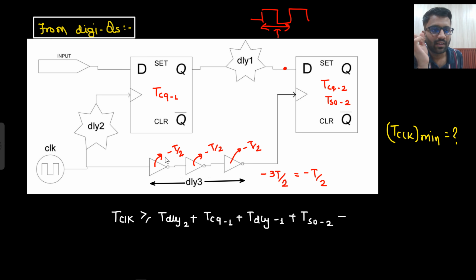Each of these gives me a delay of minus t by 2. So the total delay will be minus t by 2. Do you agree to this point? No, the total delay will be minus 3t by 2. But in minus 3t by 2, there is minus t and minus t by 2. There is no meaning of minus t because minus t makes the waveform the same. So this is equivalent to minus t by 2 only, right? So it is equivalent to minus t by 2.